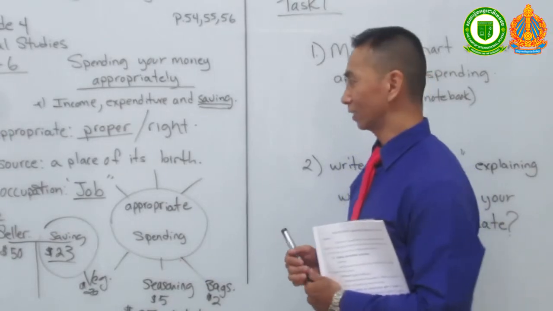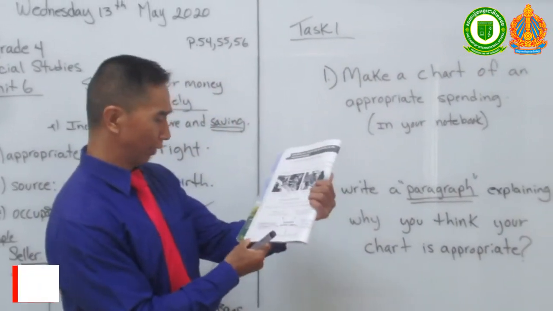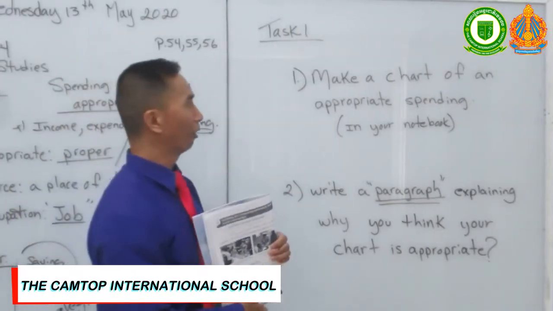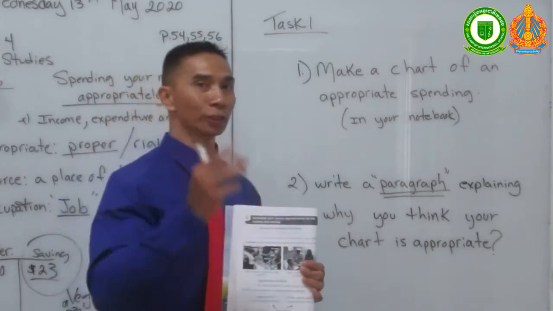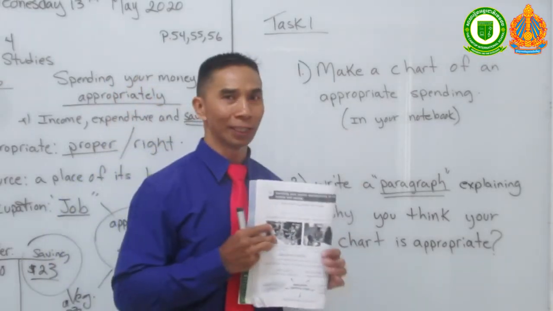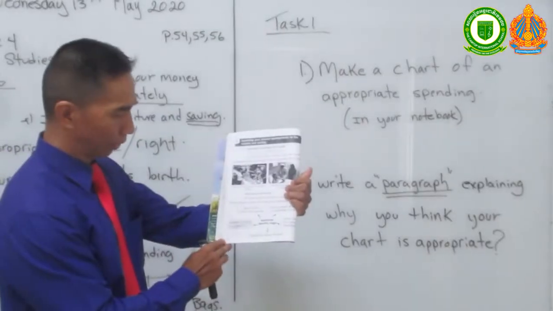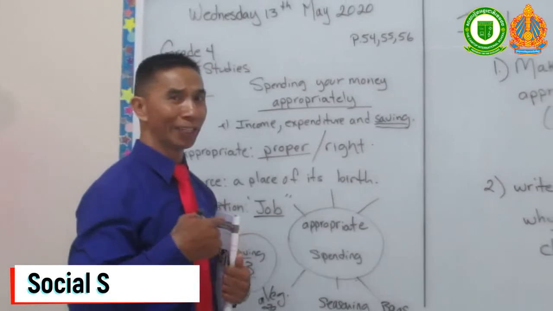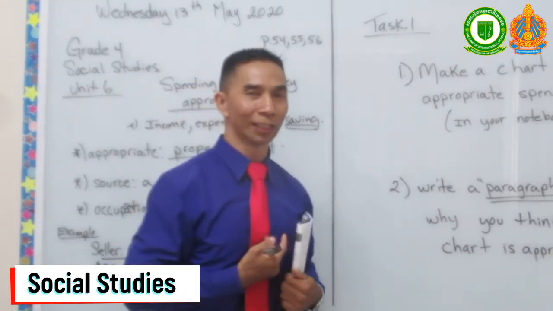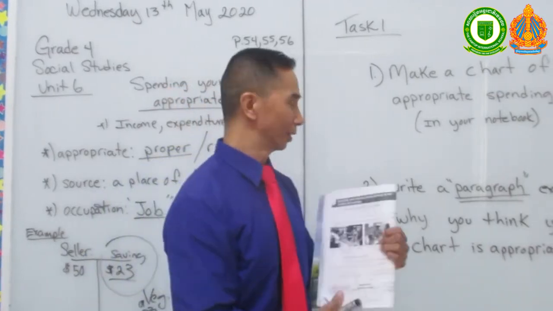Now onto our task. Our task is also on page 54, but now I want you to make a chart of appropriate spending. Make your chart, and please do this in your notebook. When you draw a chart, you can look at the example charts on page 54, or you can look at my charts. We can communicate during our studies to give feedback so you can make a better chart.